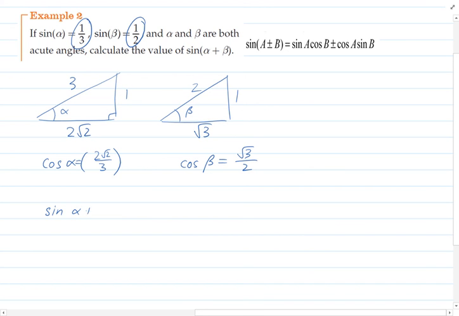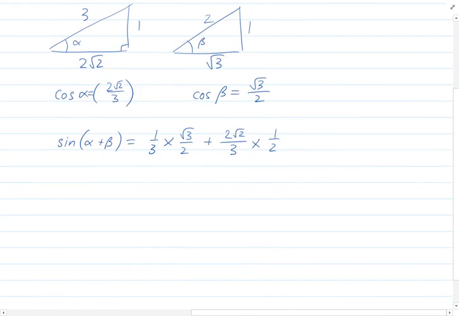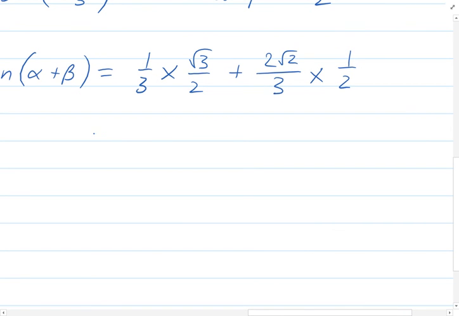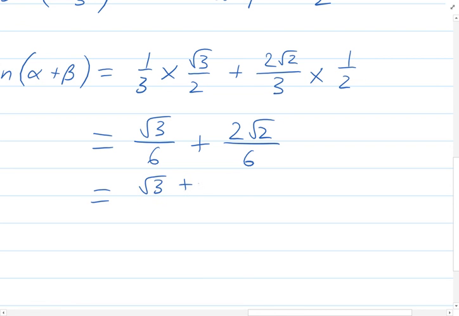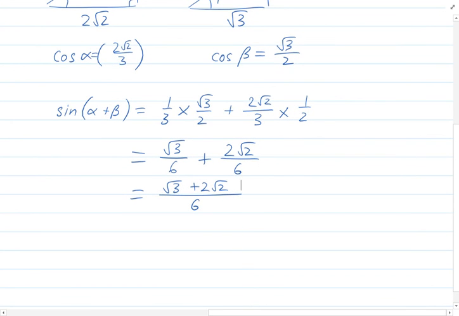So now that we've got cos alpha and beta, we can use that formula, and so we can write out that sine alpha plus beta is going to be equal to 1 over 3 times root 3 over 2 plus 2 root 2 over 3 times 1 over 2. Now we can simplify these fractions, so that will be root 3 over 6 plus 2 root 2 over 6, and we can combine that into one fraction, so root 3 plus 2 root 2 all over 6, and that's already rationalised, so we don't need to do anything further.